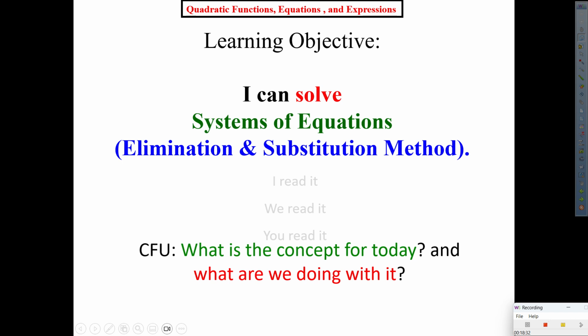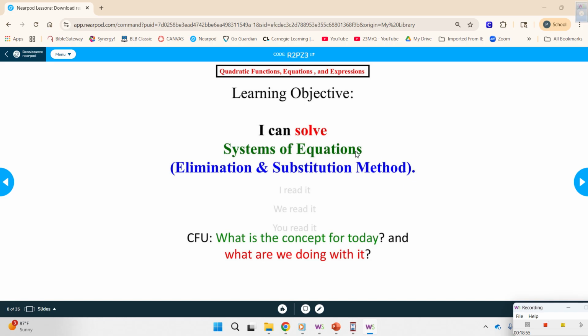Our objective for today: I can solve systems of equations by elimination and substitution. Write that down. Get a Frayer model going, please. The big box: what concept are we on now? Systems of equations. So we need to clarify that.